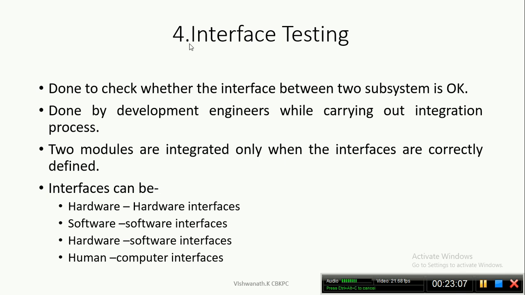Next is the software to software interface. In the hardware to hardware interface, we integrate two different hardware components, but in the case of a software to software interface, we integrate two different software modules. For example, within an organization we are developing an application, and the modules are divided among different team members. Knowing how to integrate those different modules is what we call a software to software interface.